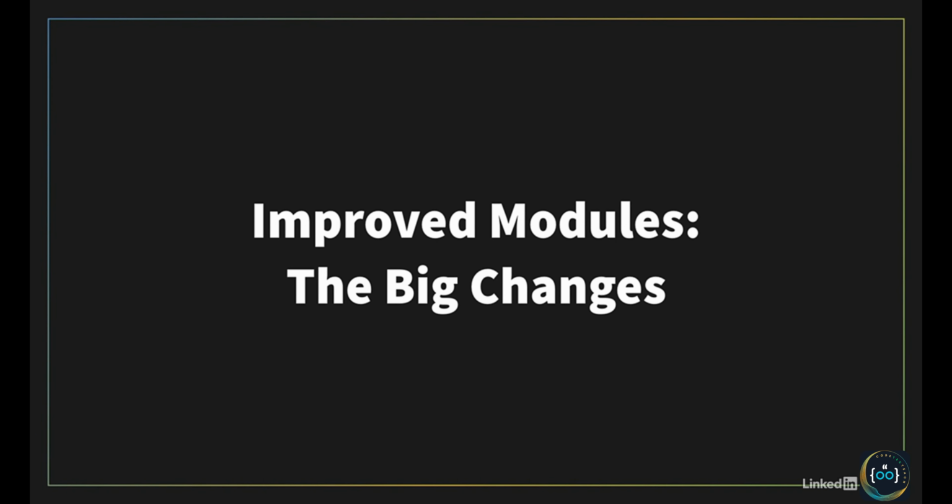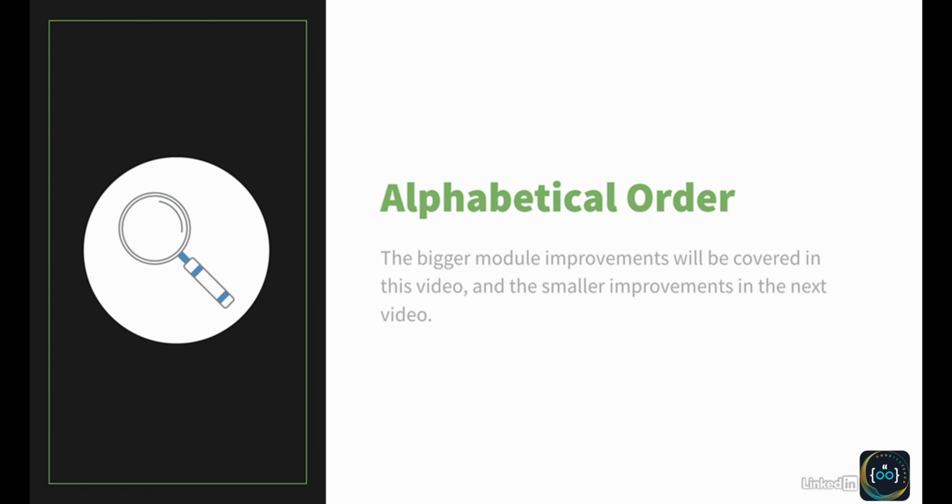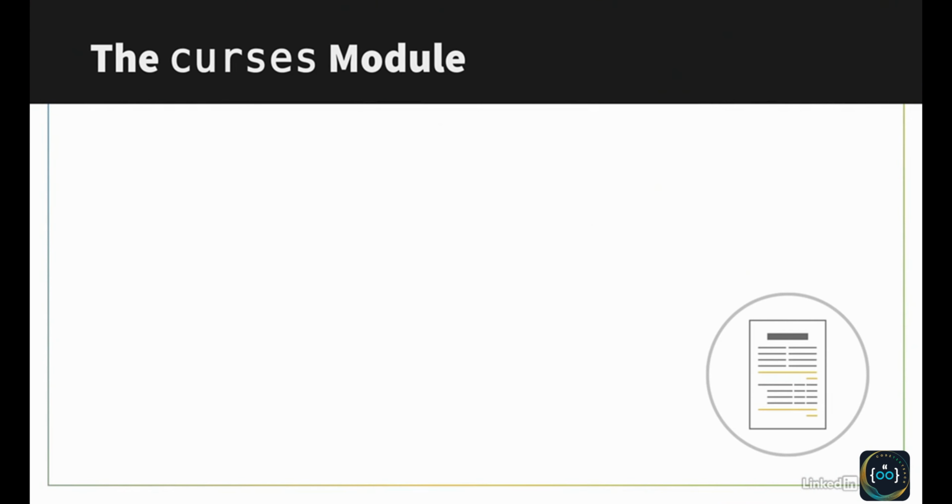Let's talk about the big improvements to modules in Python 3.10. I would usually discuss new modules before I dive into improved ones, but it seems like there are no new modules this time around. All the Python core contributors have been focusing on making things better this development cycle. I'll go through the bigger changes here in alphabetical order, whereas the next video will cover the smaller but still useful changes. The first improvement I'm going to cover is within the curses module.